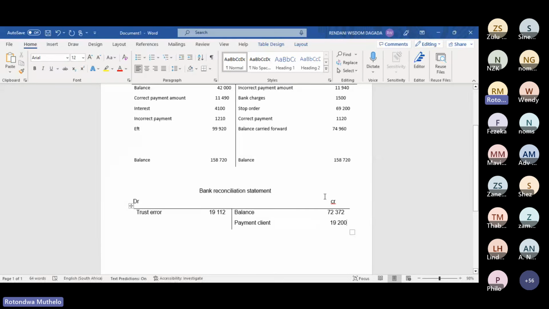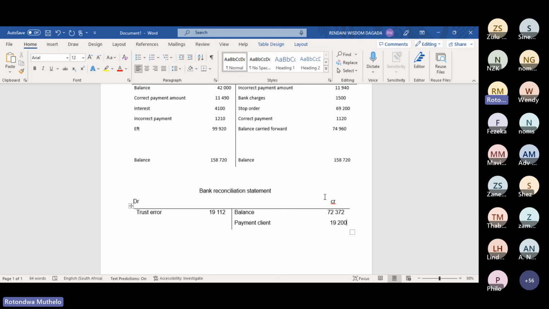That is correct, Mr. Zulu. Thank you. Okay, so essentially, what this number 8 is saying is that we made a payment. We made a payment thinking that we made it from the trust, but instead we made a mistake.